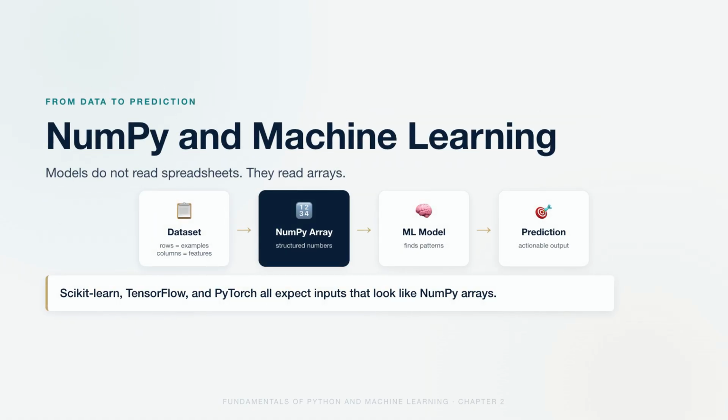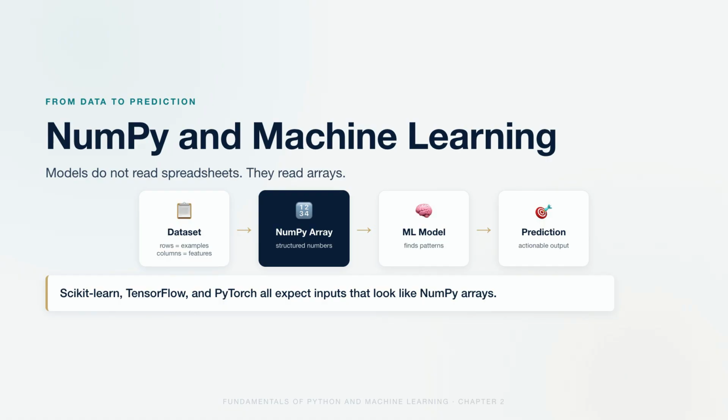Now let's connect this chapter to machine learning. Machine learning models do not understand data the way humans do. A human may look at a spreadsheet and understand that one column represents age, another column represents income, another column represents category. But a machine learning model needs the data to be converted into numbers and organized into arrays.